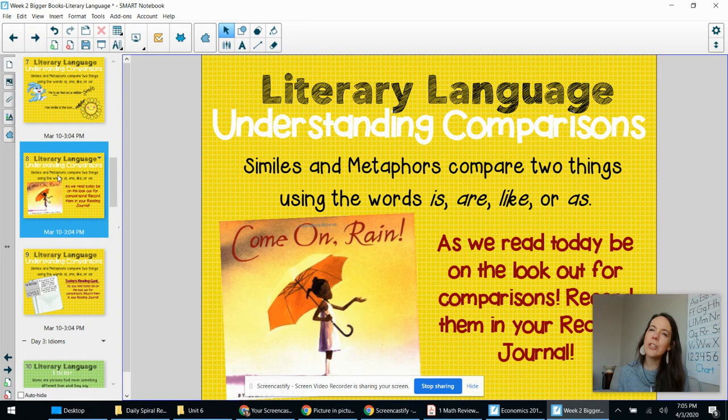Now, is she actually sizzling like a hot potato? Or is she using that as a comparison to say that she's really hot? If you said comparison, you are correct. And if the author uses the words, I am sizzling like a hot potato, that's an example of a simile. That's not a metaphor because she's not saying she is a potato.